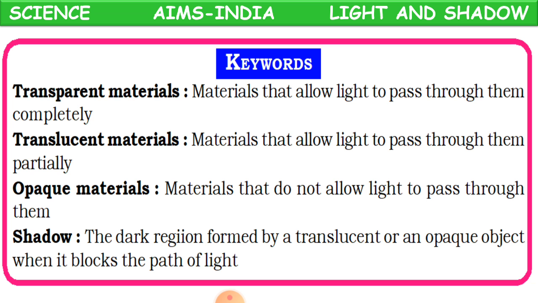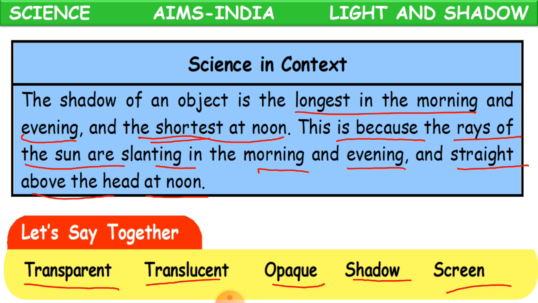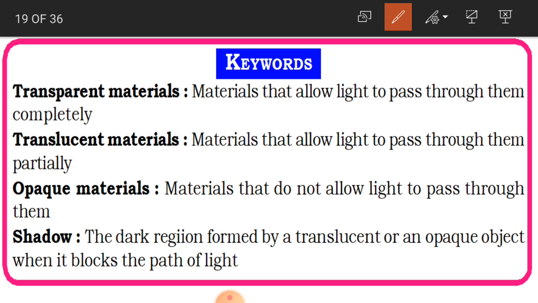Now, what are the keywords here? Transparent materials. Again I am repeating this because we have finished the lesson here, and we are going to summarize once again through this summary and keywords and some objectives. Transparent materials are materials that allow the light to pass through them completely, for example water, clear glass, or a clear plastic sheet. And translucent materials allow light to pass through them partially. It is not going to pass the complete light, only partial light.